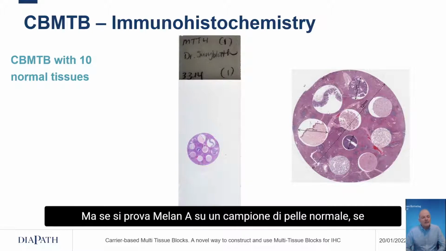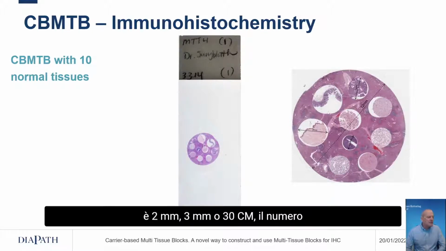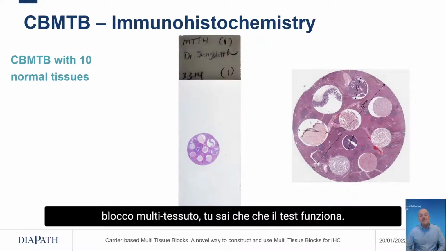But if you test melanin on a normal skin, whether it's 2 millimeters, 3 millimeters, or 30 centimeters, the number of positive melanocytes is pretty much the same. And you will see normal melanocytes there. And if you see this in this multi-sample positive, you know that the assay worked.